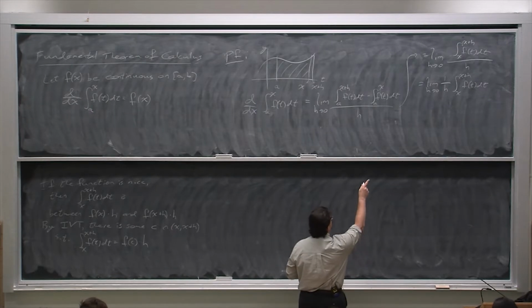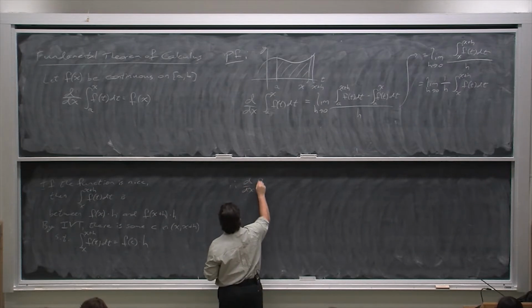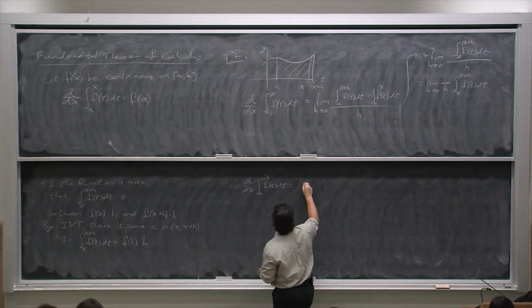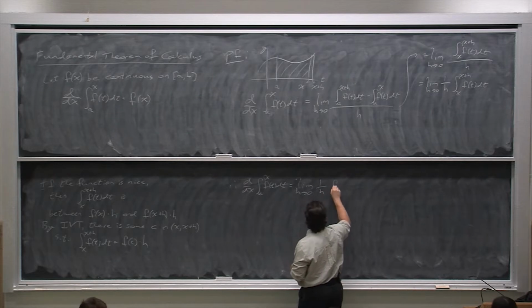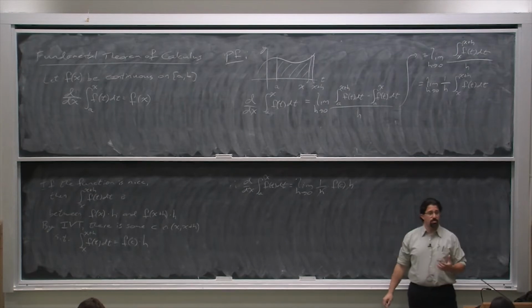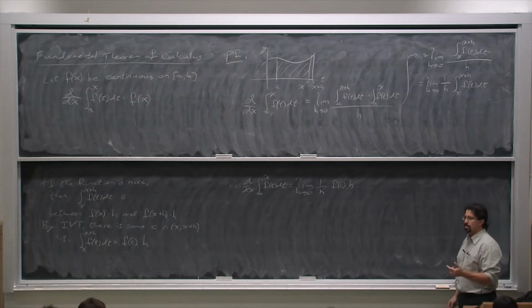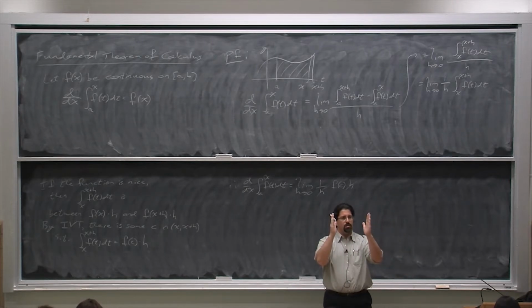But what that means is that the derivative of the integral from a to x of f of t dt is equal to the limit as h goes to 0 of 1 over h times f of c times h. And the h's are going to cancel out. As h goes to 0, what happens? c is stuck between x and x plus h, and h is getting smaller and smaller and smaller.